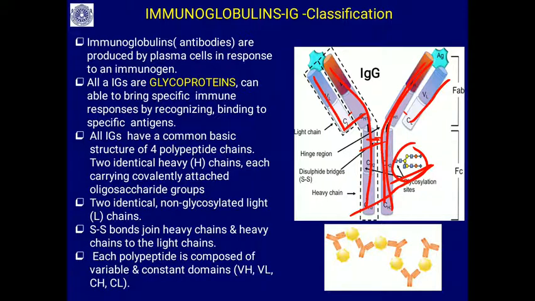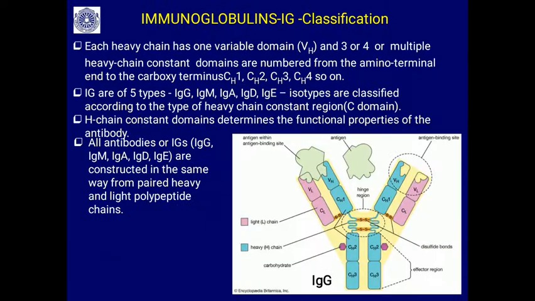Each polypeptide is composed of a variable domain and a constant domain. So this is the variable domain of the heavy chain and this is the constant domain. All this we have studied. So this antibody specifically binds with the antigen. This also we have studied.